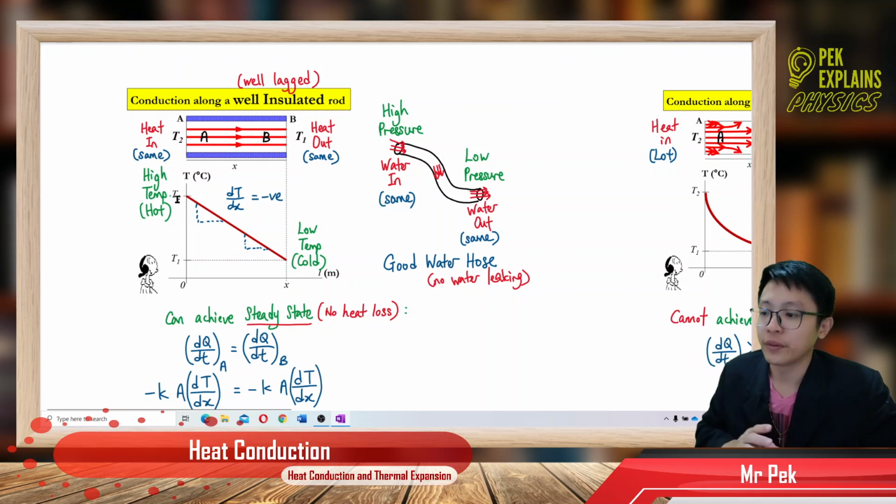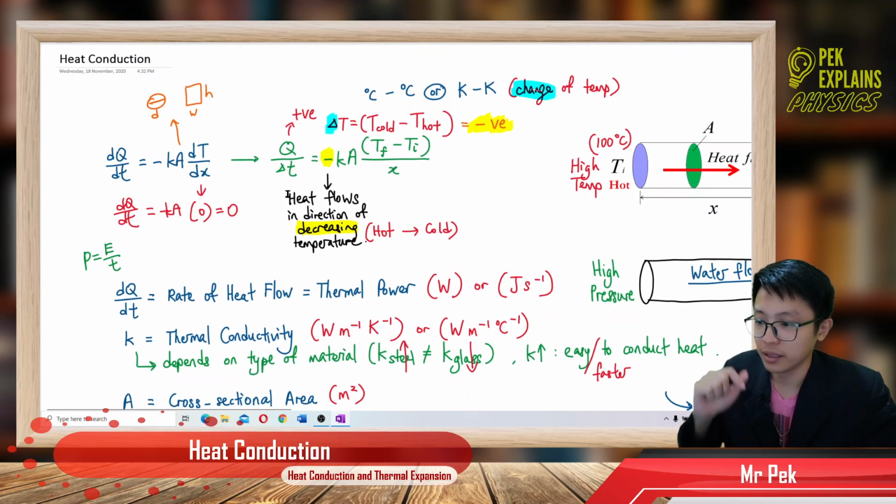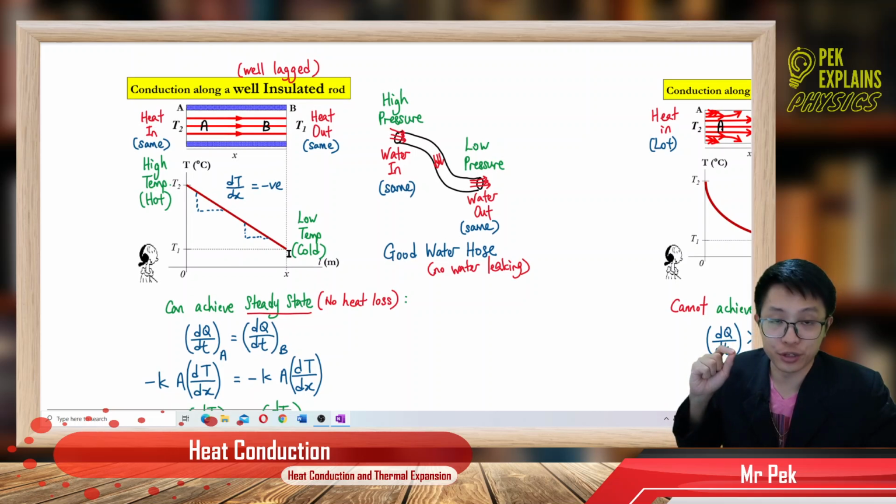So along the rod, the temperature actually decreases. Why does it decrease? Because the heat flows in the direction of decreasing temperature. The negative sign here means the heat flows in the direction of decreasing temperature. So this graph shows you decreasing temperature. The heat flows from the high temperature hot end, T2, to the low temperature cold end, T1.